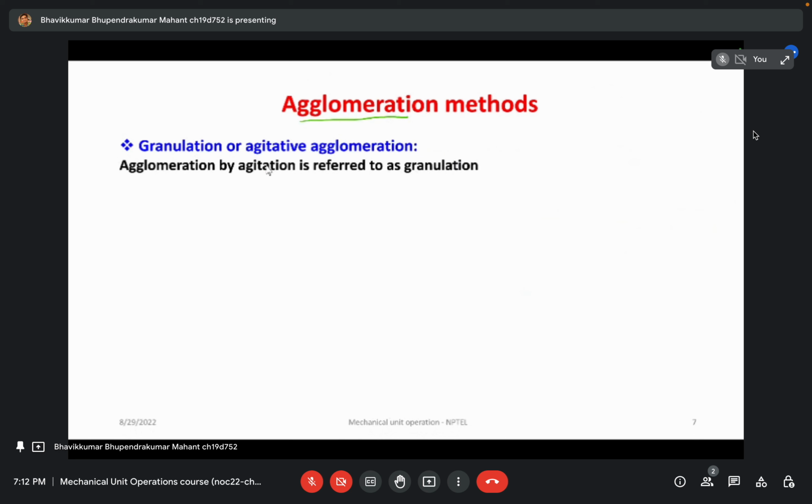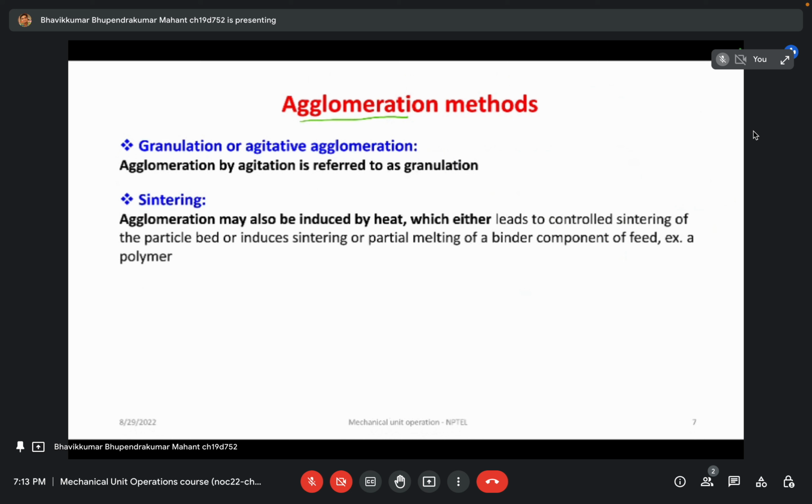In that, we are providing some agitation, some turbulence to our fine particles. By using that agitation, our particles agglomerate with each other, and this can also be referred to as granulation. Another is sintering. Sintering is the major phenomenon when we induce heat, so agglomeration by using thermal means.